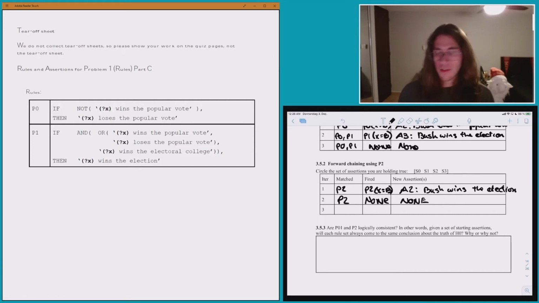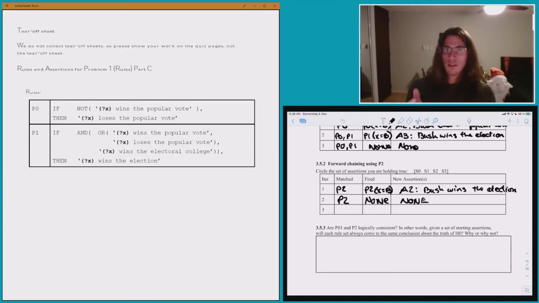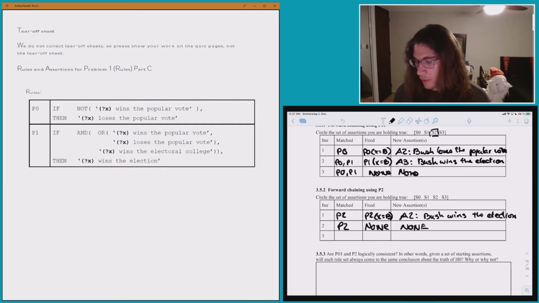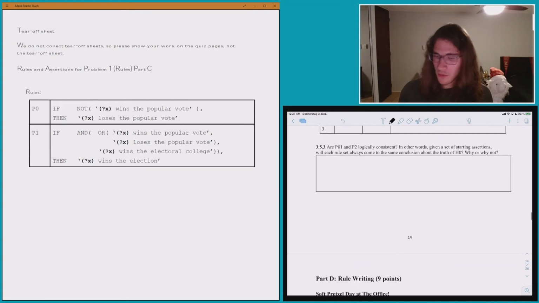Okay, so this question is asking whether P0, P1 and P2 are logically consistent. So instead of writing it, I'm just going to talk aloud. Yes, given the same set of assertions, P0 and P1 did reach the same truth about H0, about X winning the election. And the new assertions are irrelevant in this case because we were only interested in the hypothesis. So whether we had the assertion Bush loses the popular vote, that's irrelevant to our logical consistency test because we were just checking that a particular hypothesis was proven.